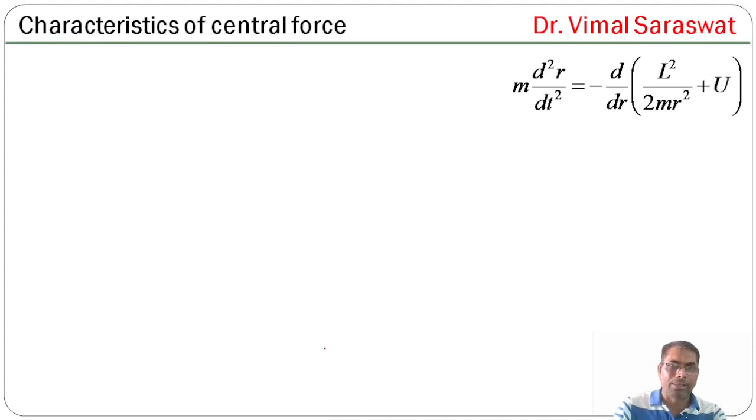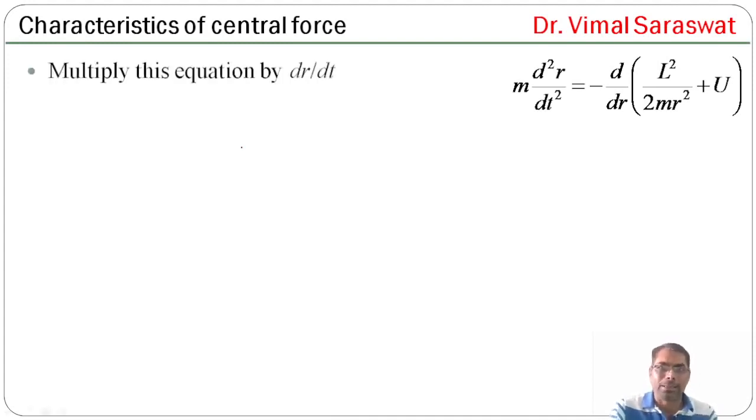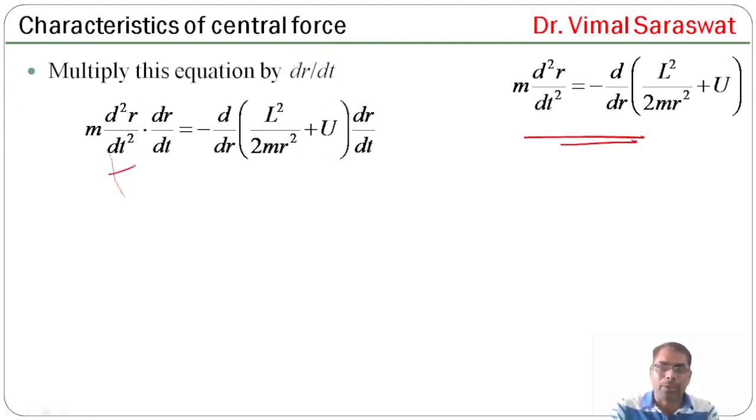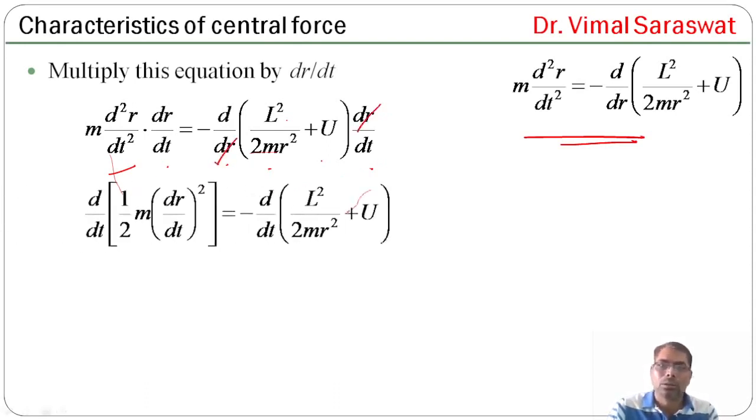Now we have derived this relation. Multiply this equation by dr by dt. So we multiplied this equation with dr by dt. So m d2r upon dt2 into dr by dt equal to minus d by dr of L square upon 2 m r square plus u, dr by dt. Now here dr and dr will be cancelled out. So this is actually minus d by dt of L square upon 2 m r square plus u, and this is d by dt of half m dr by dt whole square.